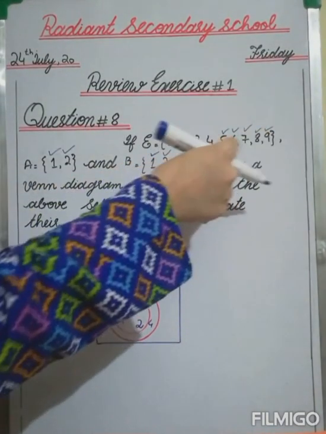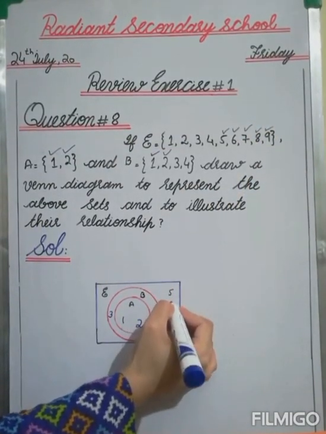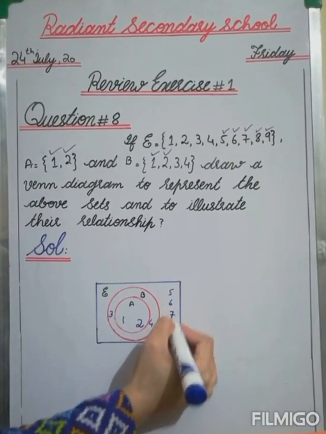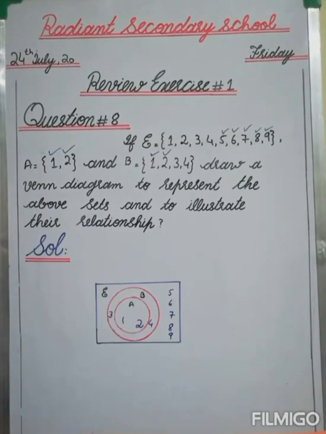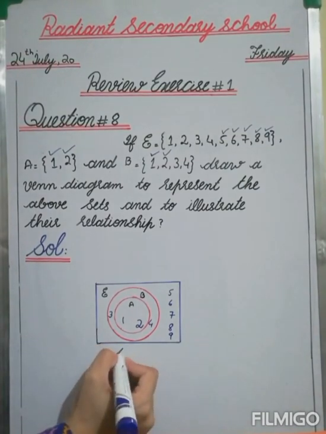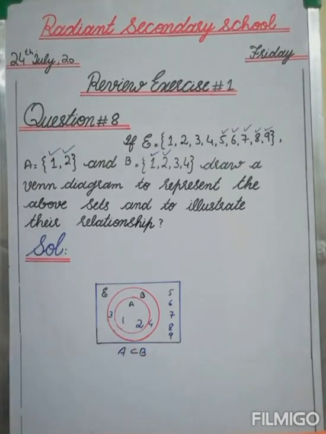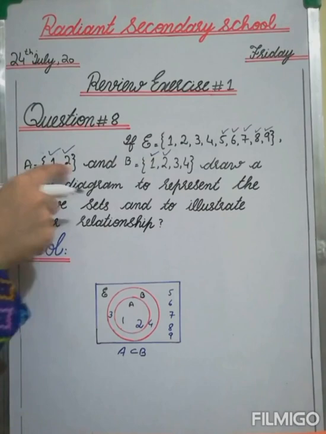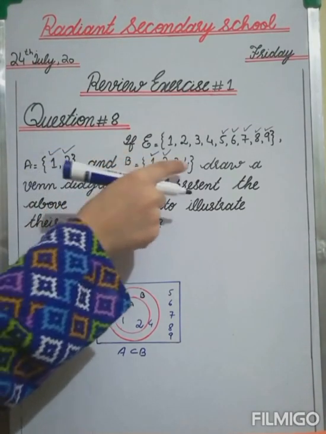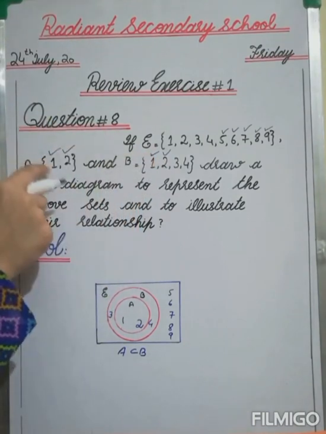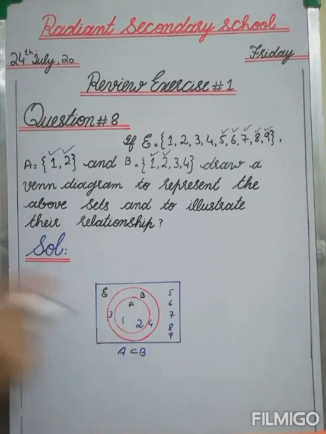Now we will write these elements in the universal set. 5, 6, 7, 8 and 9. Right? So its relation is A is a proper subset of B because all the elements of set A are present in set B, but all the elements of set B are not present in set A. That's why set A is a proper subset of set B.